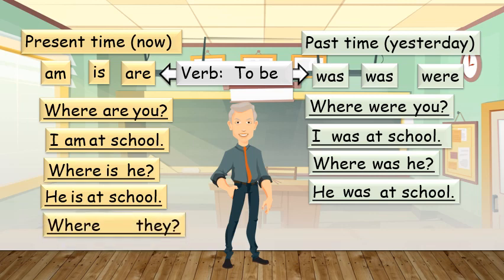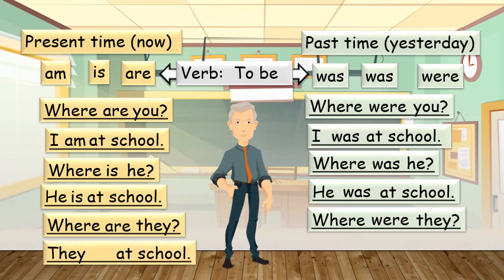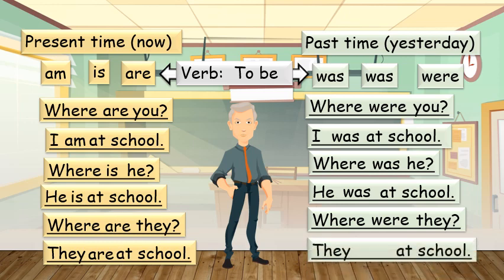Present tense, where are they? Past tense, where were they? Present tense, they are at school. Past tense, they were at school.